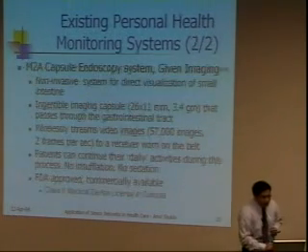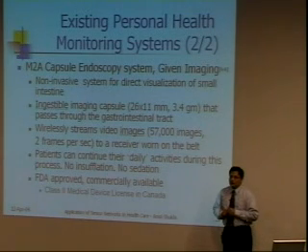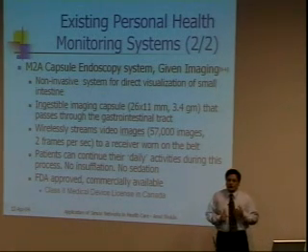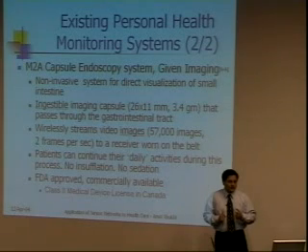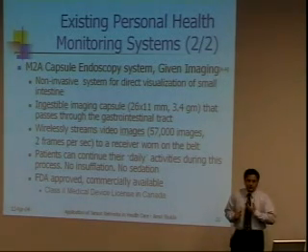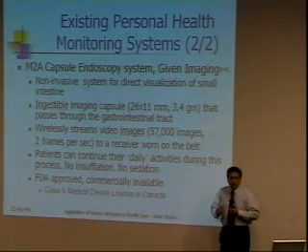The second and really cool system is the capsule endoscopy system from Given Imaging. The objective of this system is to enable direct visualization of the small intestine. So this is useful for diagnosing gastrointestinal problems. The system consists of a capsule that is ingested. As the capsule passes through your body and the gastrointestinal tract, it streams wireless images to a receiver which is worn on the belt.